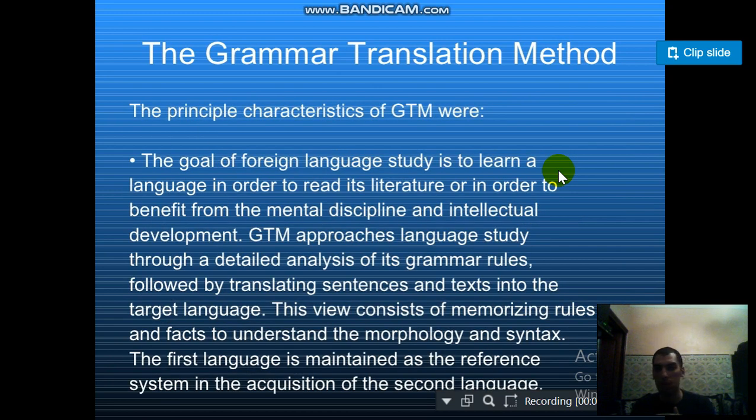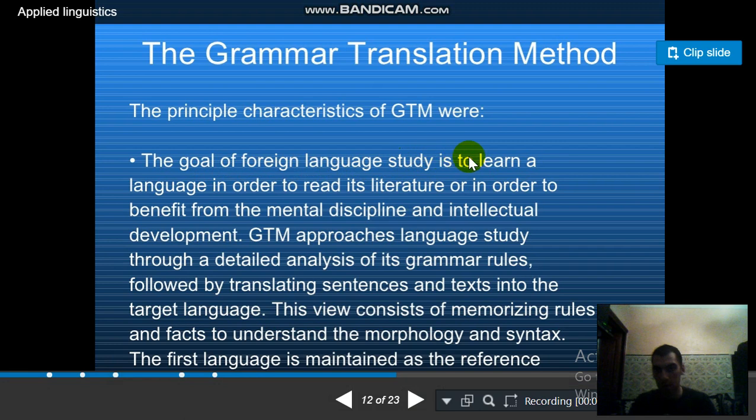Continuing on with the grammar translation method, or the GTM for short, the principal characteristics of GTM were: the goal of foreign language study is to learn a language in order to read its literature or in order to benefit from the mental discipline and intellectual development. GTM approaches language study through a detailed analysis of its grammar rules, followed by translation of sentences and texts into the target language. This view consists of memorizing rules and facts to understand the morphology and syntax. The first language is maintained as the reference system in the acquisition of the second language.